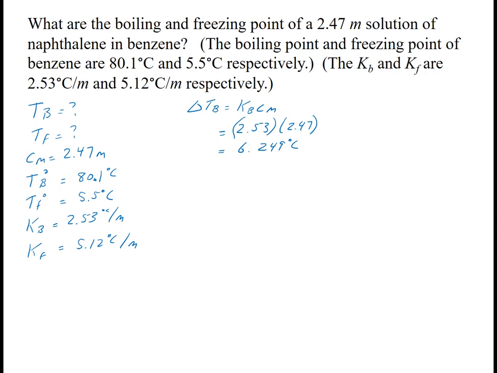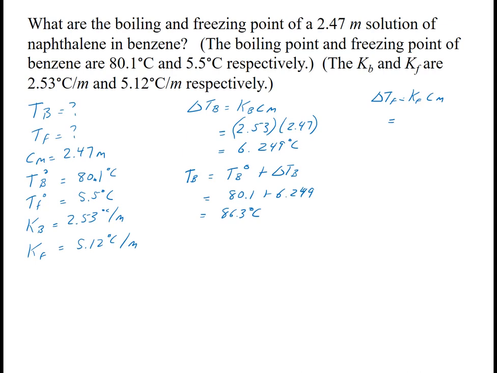Okay, so that means I'm going to take the boiling point of the solution is the TB naught plus the delta TB. So it's going to be 80.1 plus the 6.249, and I get 86.3 degrees C. All right, for the freezing point, the formula is the delta TF is KF times Cm.